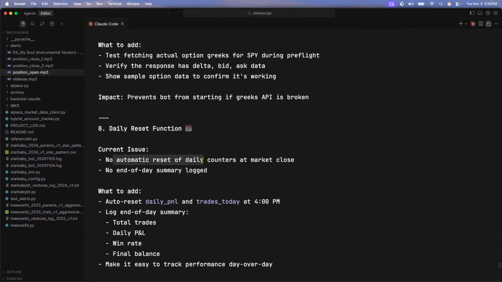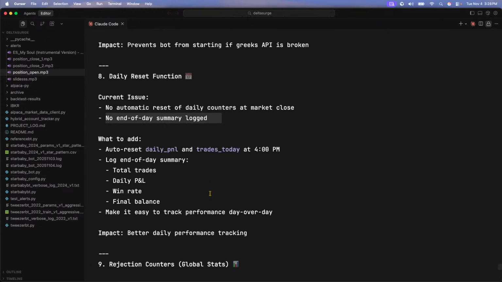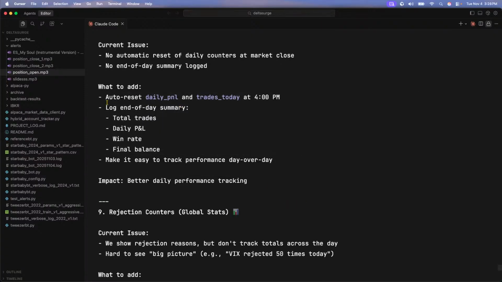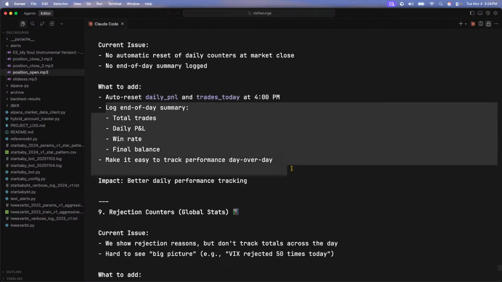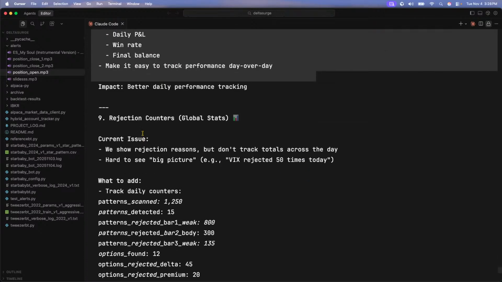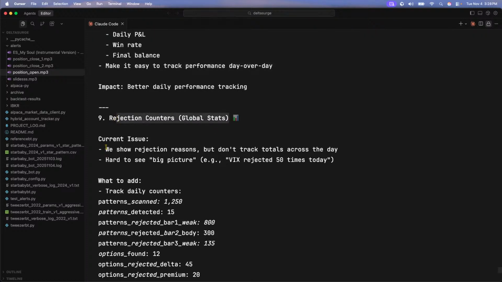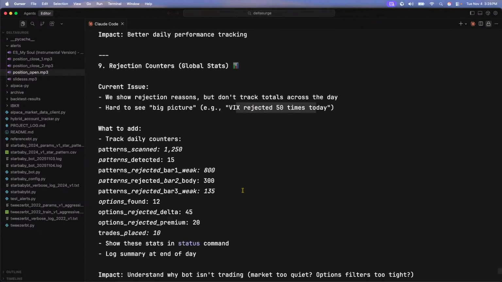Current, no automatic reset of daily counters at market close. No end of day summary logged. Auto reset daily PNL. I don't know if I want that. Make it easier to track day-to-day performance. I'm not going to auto reset it because I want it to be able to keep up, but I want this, right? So I can track the day-to-day performance. Rejection counters, global stats. We show the rejection reason, but it doesn't track the total across the day. Hard to see the big picture. VIX rejected 50 times. What to add?